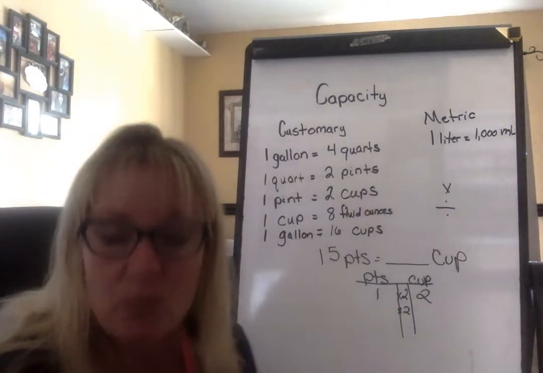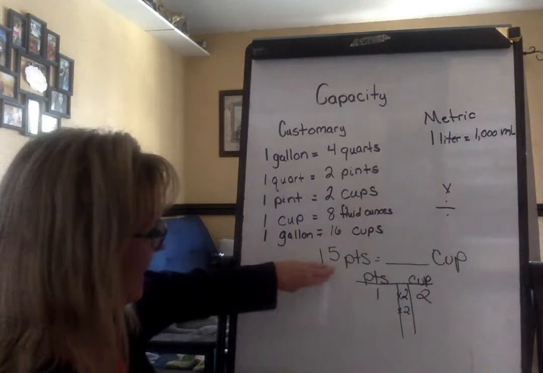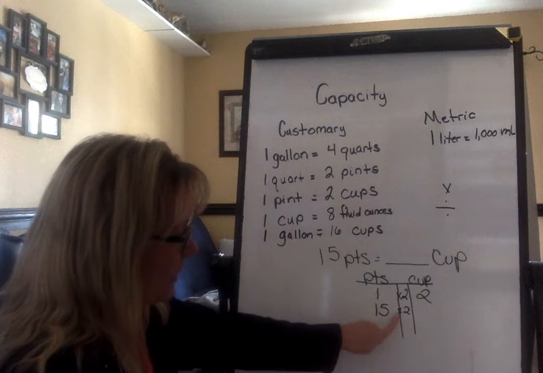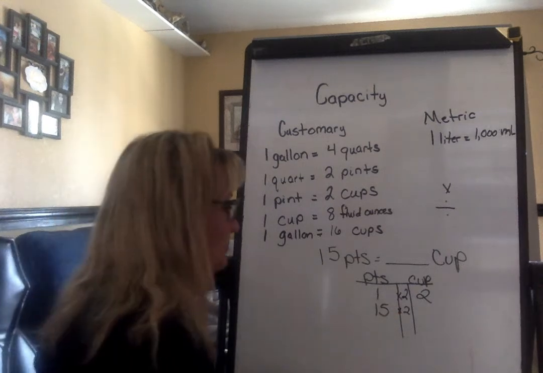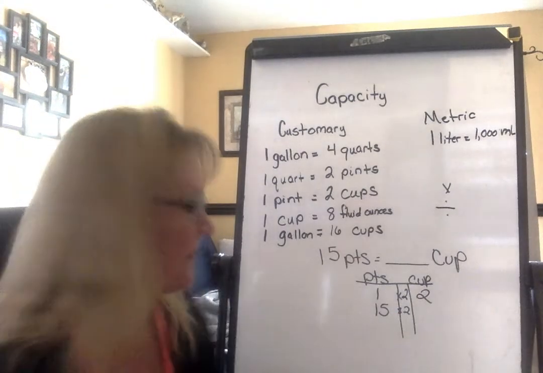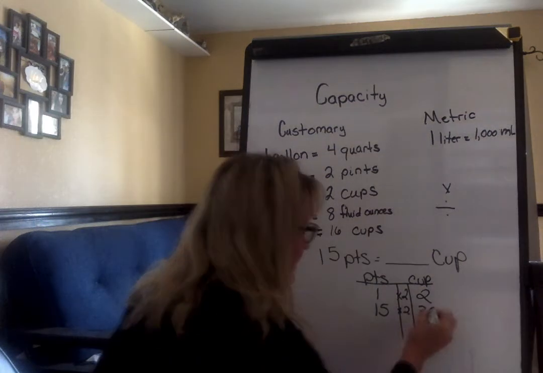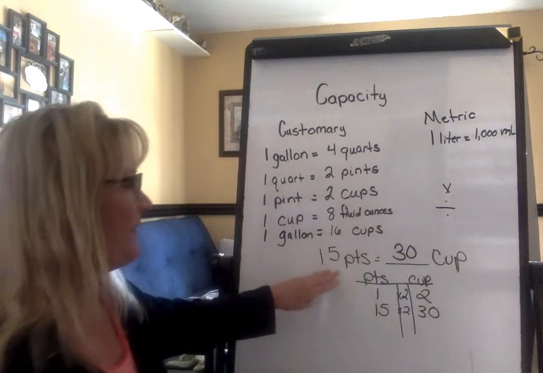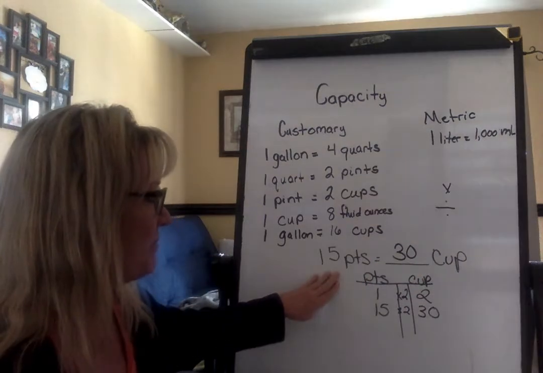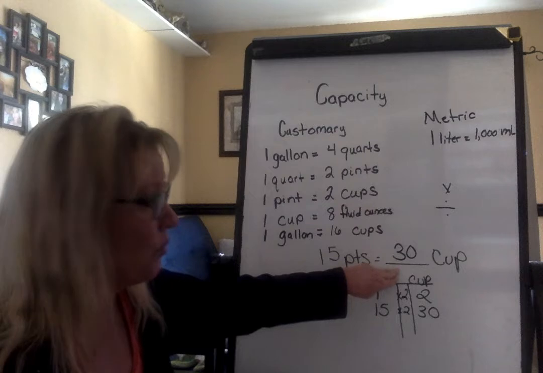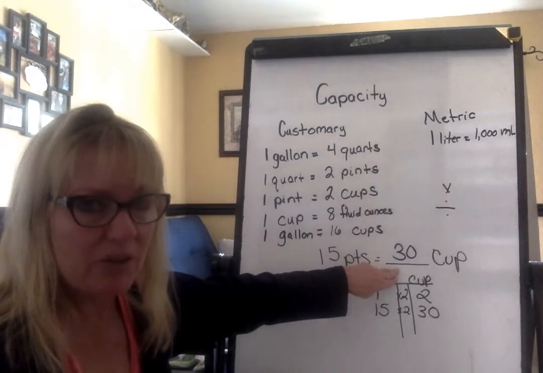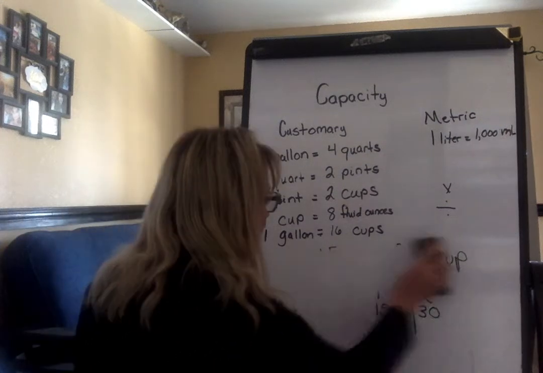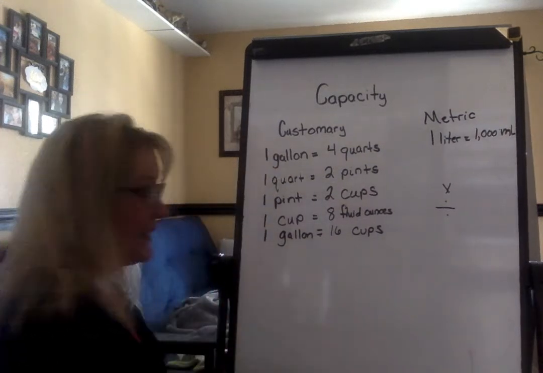Let's go back to our problem. I have 15 pints, so I put it in my T-chart. My rule says if you want to know how many cups that is, times it by 2. Well, in my head, I knew that 15 times 2 is 30. So if I go back to my problem, if I bought 15 pints of ice cream and I served each person a cup, how many could I serve? 30 people. Very, very easy. Let's try one more, and then I'm going to let you guys try.